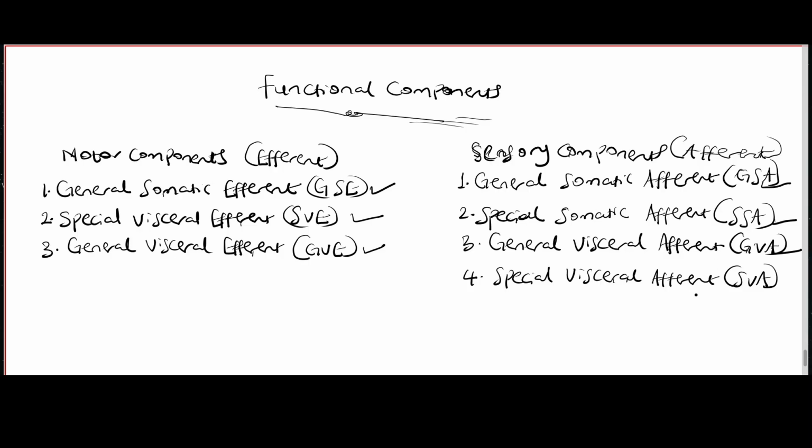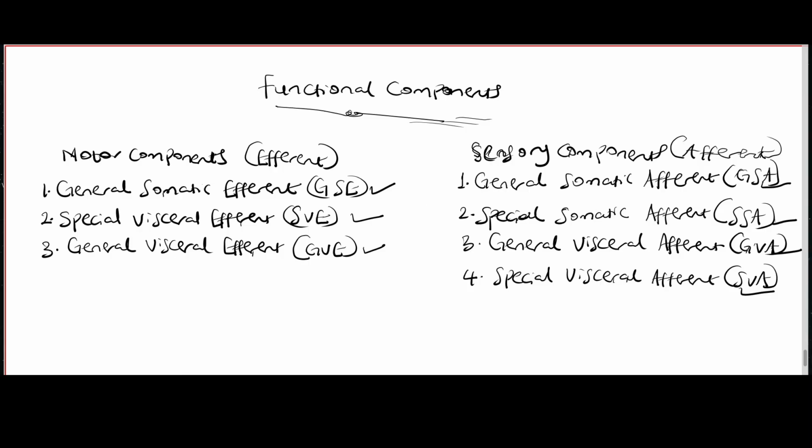Talking about the special visceral afferent, it collects the taste and smell senses. The taste and smell senses are called visceral in this case because they are related to feeding and digestion, and embryologically they are linked to visceral functions. So that is for that. I believe you understood the functional components of the cranial nerves.